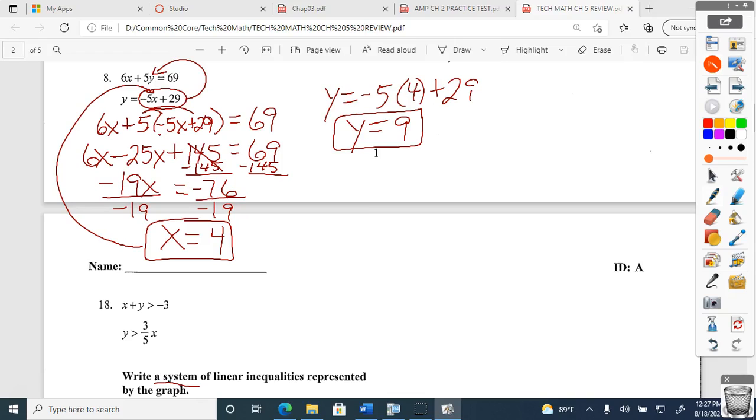Easy peasy? Make sure you write this down. Like I said, this is free 100. Okay? It's actually 2 free 100, because I count the reviews twice. Everybody got it? All right.